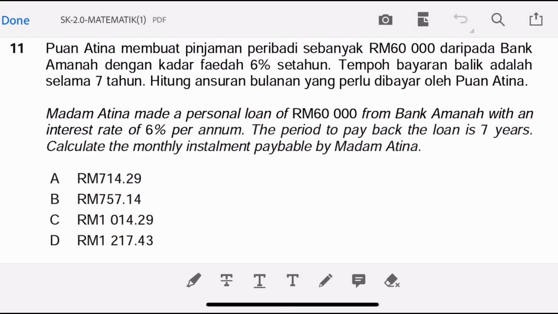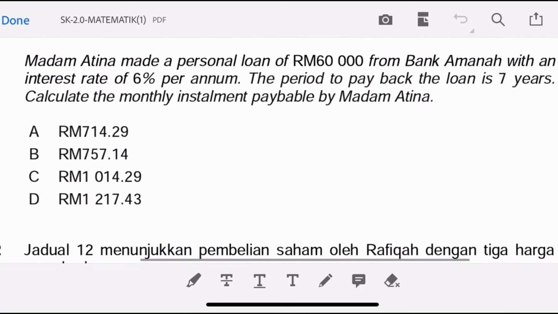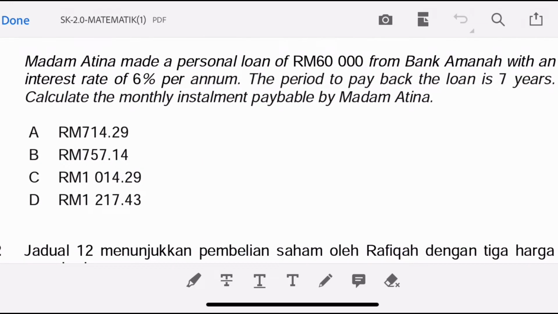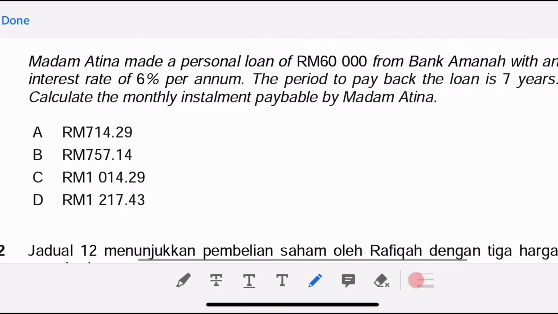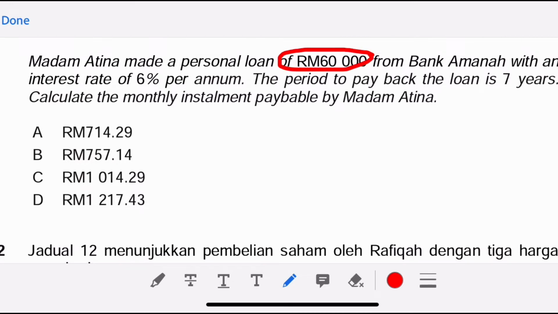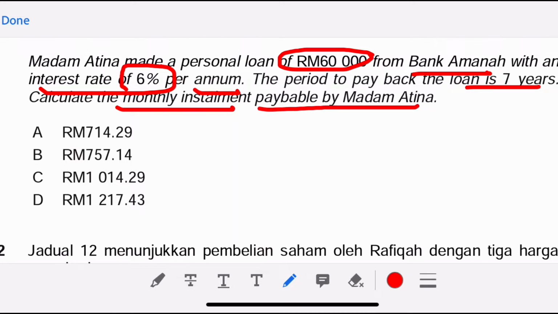Let's continue with question number 11. Madam Athena made a personal loan of 60,000 from Bank Amana with an interest rate of 6% per annum. The period to pay back the loan is 7 years. Calculate the monthly installment payable by Madam Athena.